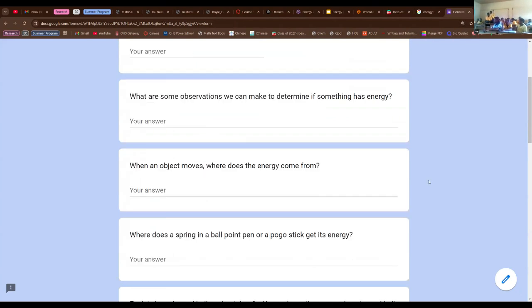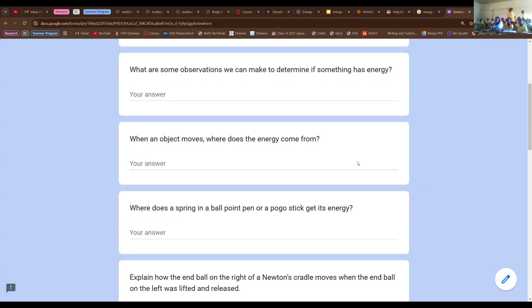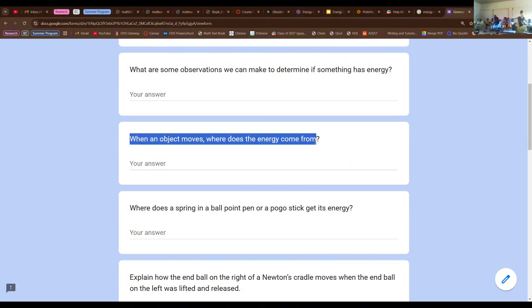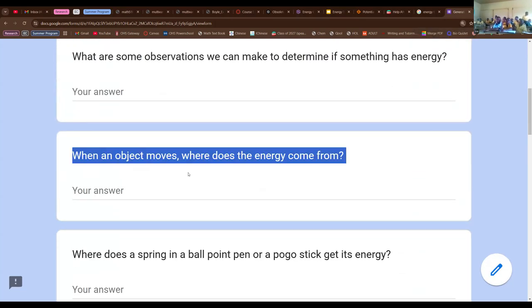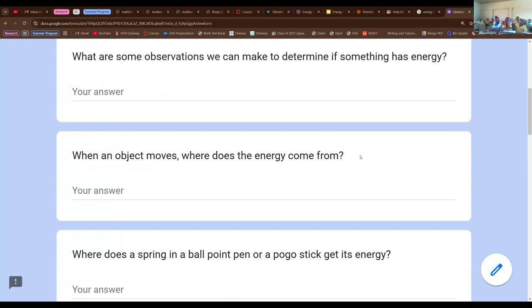So let's answer one more question from kinetic and potential energy. Let's answer this one last question. So when an object moves, where does the energy come from?